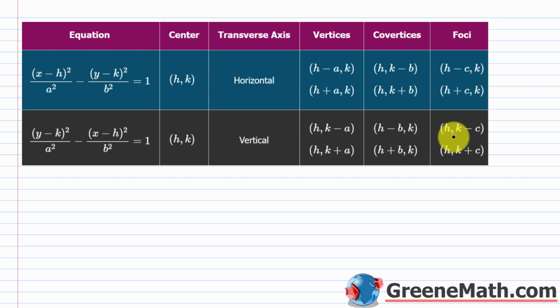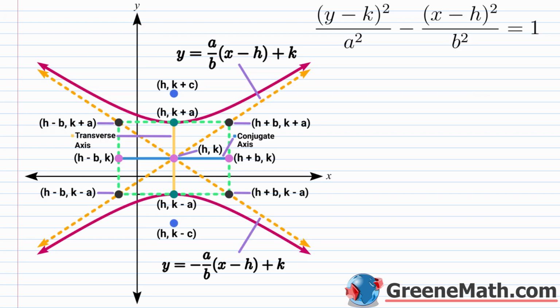And then for the foci, you're moving down by c units and up by c units. So h comma k minus c, and then h comma k plus c. So this is the case where you have your transverse axis that is going to be vertical. So here is your center, h comma k. Here is a vertex, which is h comma k plus a. So I traveled a units up to get to the vertex. Then I'm going to travel a units down to get to the other vertex. So that's h comma k minus a. So this right here, again, is going to be your transverse axis with those vertices as the endpoints.